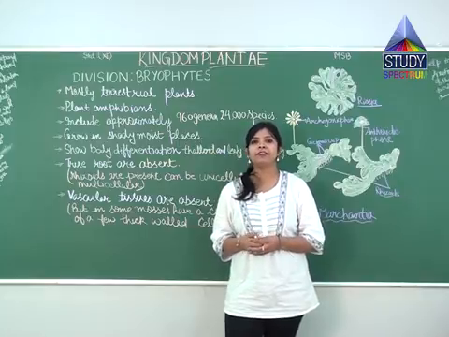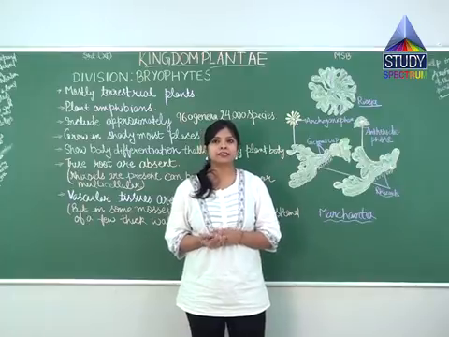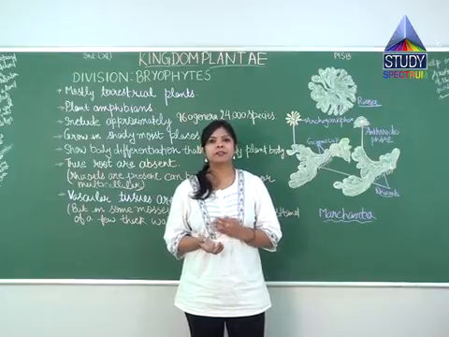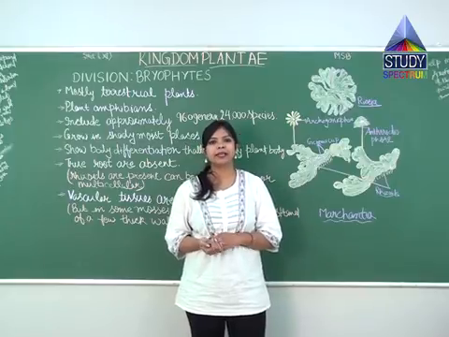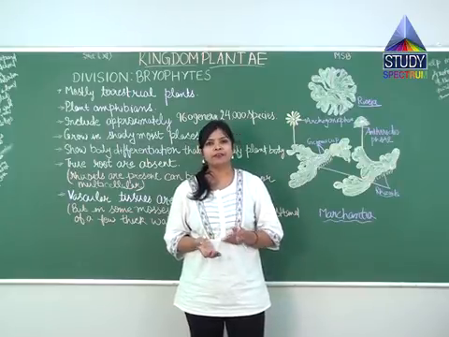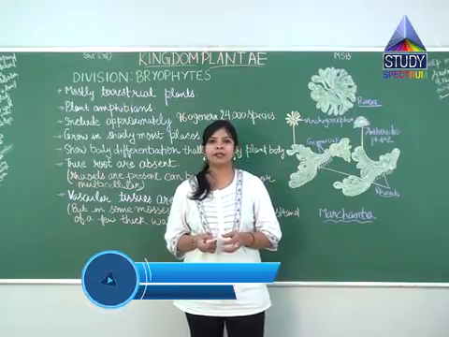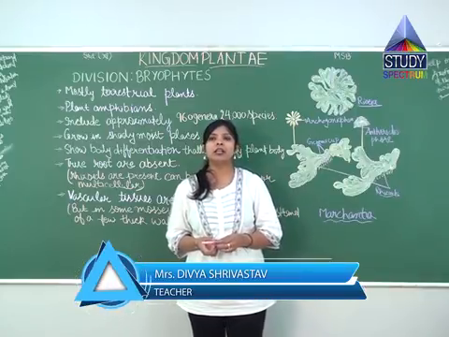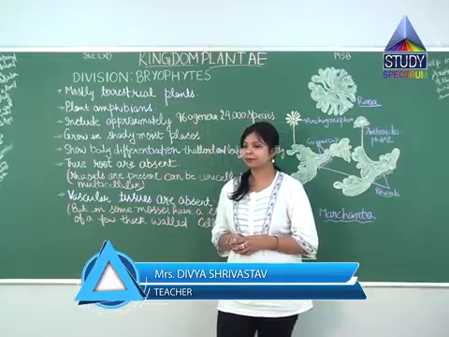Division algae, where we have discussed that algae has been divided into three classes: Chlorophyceae, that was green colored algae; next Phaeophyceae, brown algae; and the Rhodophyceae, red algae, according to their predominant photosynthetic pigment. Now we are going to discuss the next division, that is Bryophytes.